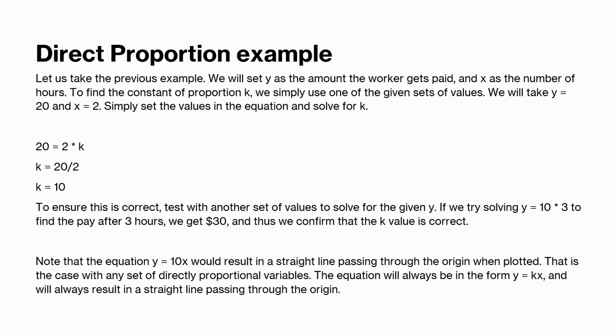To ensure this is correct, make sure to test with another set of values for the given y. So if we take the other set, 30 for 3, if we try solving y equals 10 times 3, replacing the k with 10, you'd get 30, which means the value is correct. Note that the equation y equals 10x, in this case 10 is the k, would always result in a straight line passing through the origin when plotted. That is the case with any set of directly proportional variables. The equation will always be in the form y equals kx, and it will always result in a straight line passing through the origin.